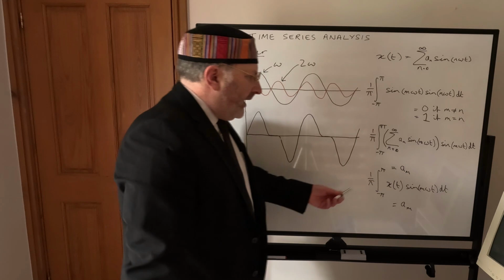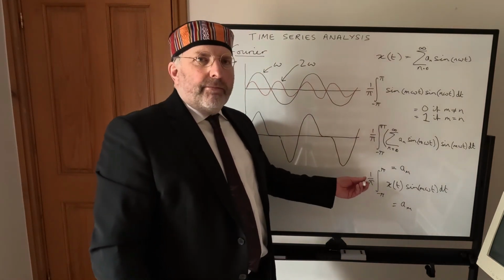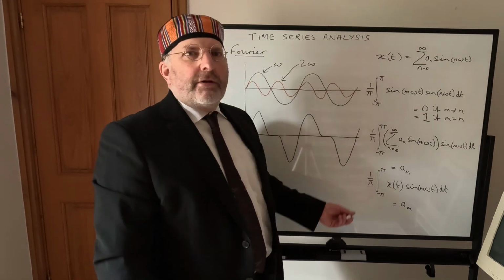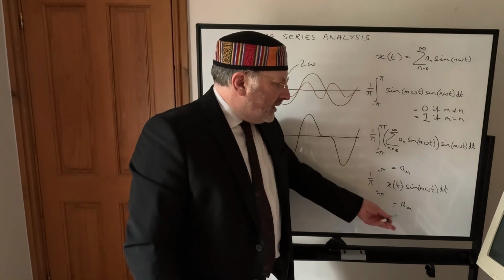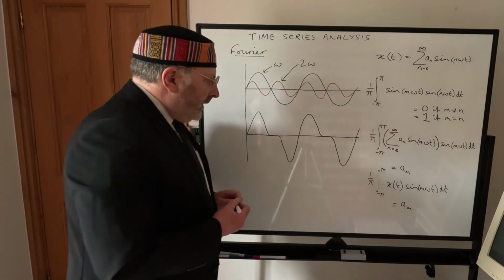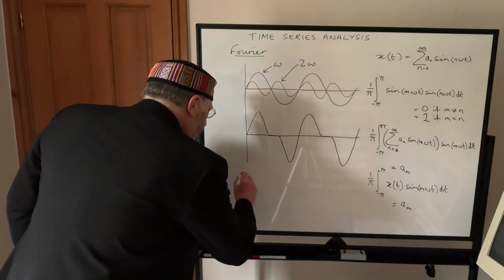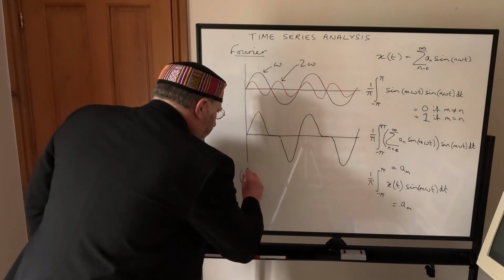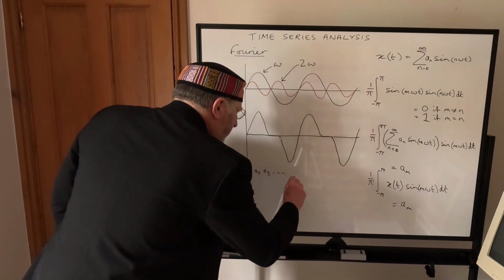As I say, it's not something we would actually do manually. We would have a computer program to do it for us. But that is the principle behind it. That's what the computer program is doing. It's doing this integration to pick out these amplitudes. And so what you will get out is a set of values for a1, a2, a3, etc.